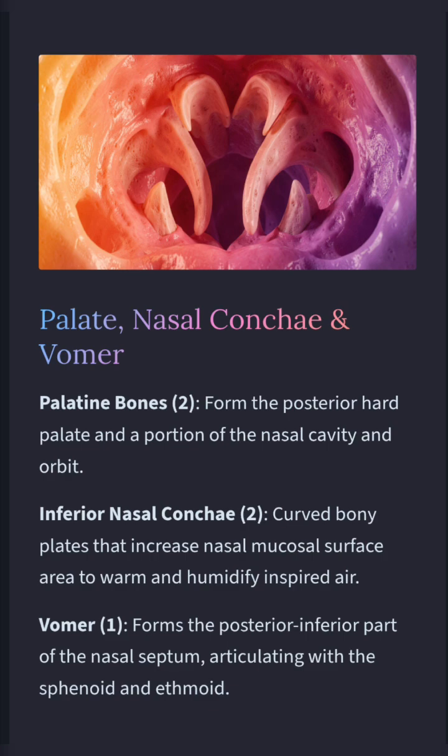Palate, nasal conchae and vomer. Palatine bones, 2, form the posterior hard palate and a portion of the nasal cavity and orbit. Inferior nasal conchae, 2, curved bony plates that increase nasal mucosal surface area to warm and humidify inspired air. Vomer, 1, forms the posterior inferior part of the nasal septum, articulating with the sphenoid and ethmoid.